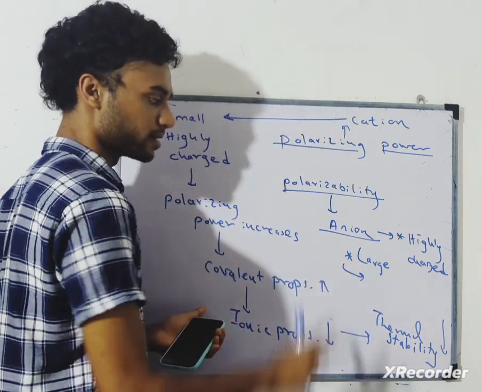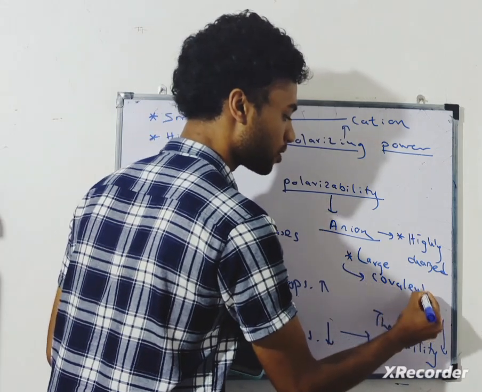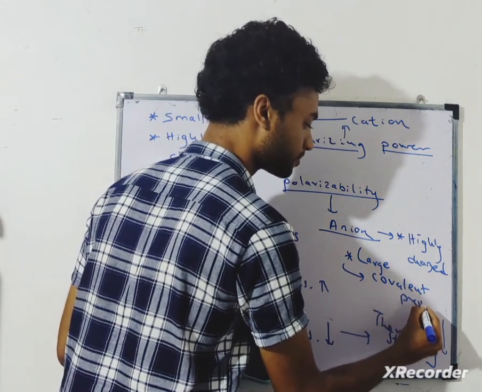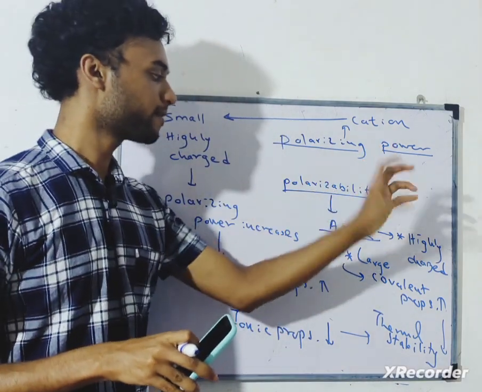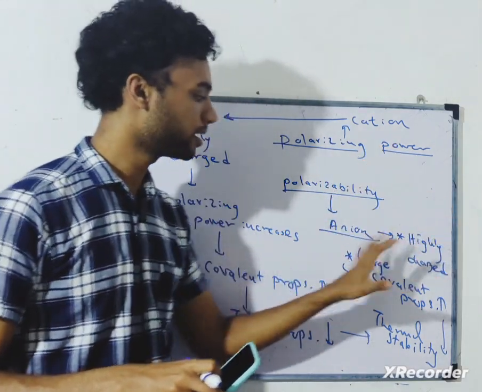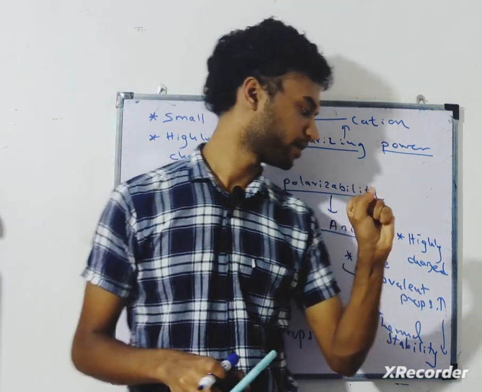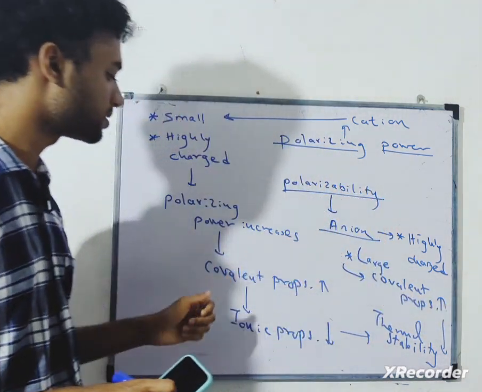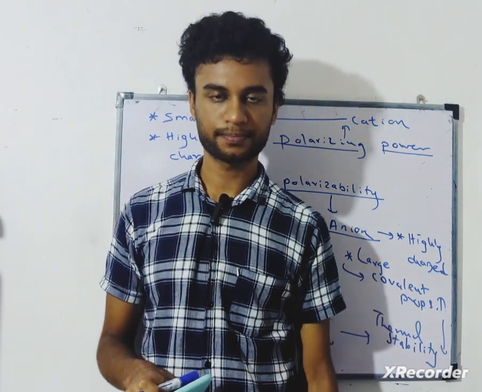The covalent properties are going to increase, because the polarizability increases when the anion is highly charged and large. Is that clear? When the covalent properties increase, the same story follows: ionic properties decrease, and features like thermal stability decrease.